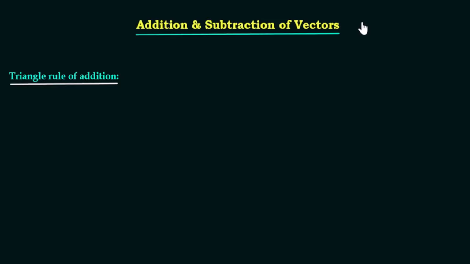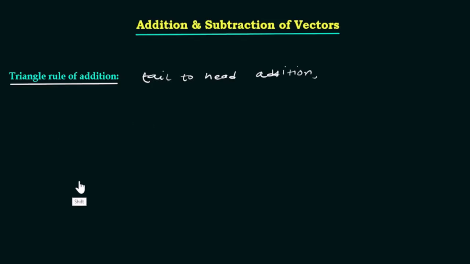In this particular video on vectors, we are going to see how to add and subtract vectors. Okay, so for the addition, our first rule is the triangle rule of addition. Such a rule is also known as tail to head addition.